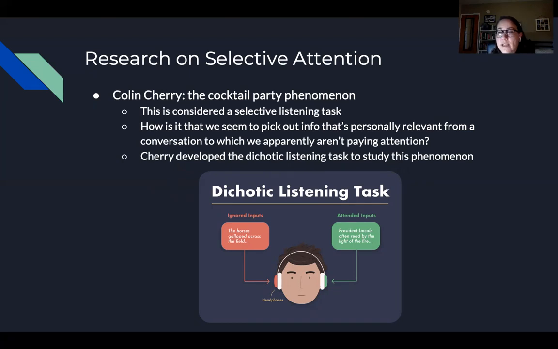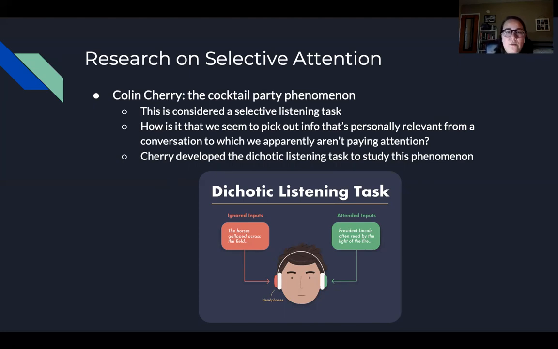And so again, you've probably had this experience where you're in a group of people, you're talking, and all of a sudden you pick up that somebody has said your name. You hadn't been listening to anything else that was going on in the other conversations, but suddenly you're aware that your name has been called.